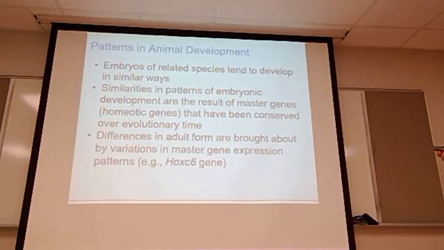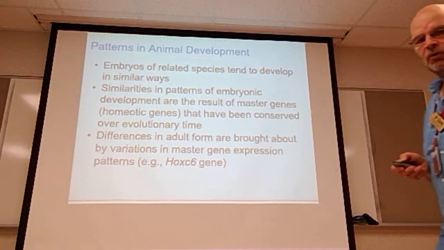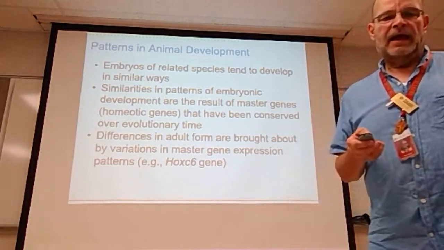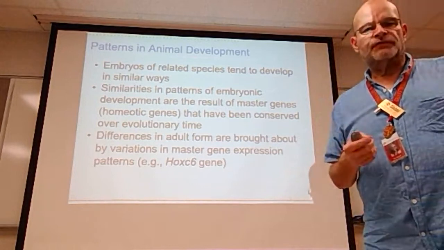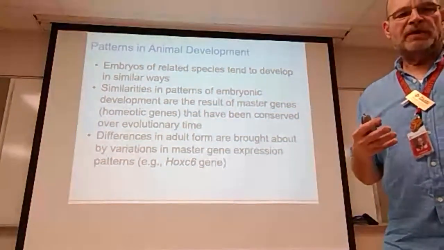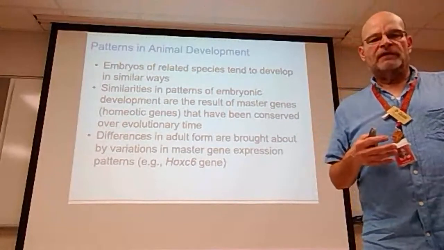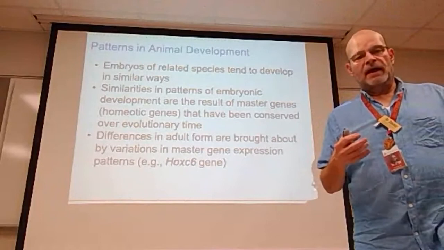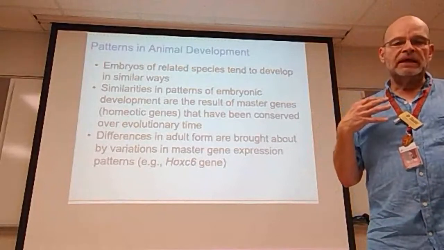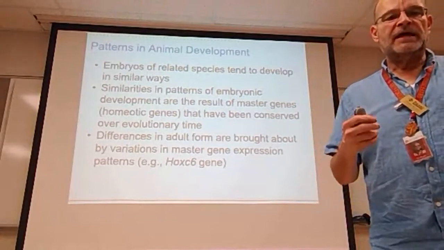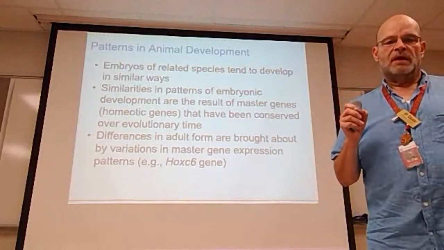Embryos of related species tend to develop in similar ways. This is one of the things that got some of the early researchers into evolution in trouble. They took pictures of early embryos, and in the early days of photography, when you're taking pictures of very, very small things, the detail wasn't very good. And what these gentlemen did, and I believe, this is just my opinion, they did this with the best of intentions, is they touched up their pictures.